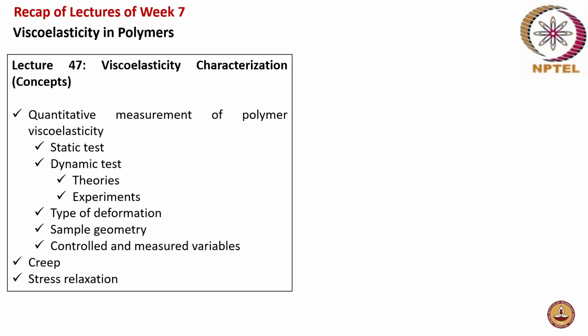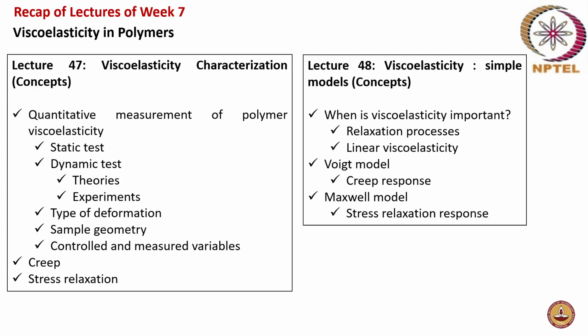Next, viscoelasticity characterization. How can you characterize? What is the static test, dynamic test? What is the type of deformation? Sample geometry that should be used. What are the control variables and measured variables? And there was a discussion of creep and stress relaxation. Next was on viscoelasticity simple models. So what is the relaxation process and linear viscoelasticity? What is a Voigt model and the creep response for a Voigt model, and the Maxwell model and stress relaxation response for the Maxwell model were discussed.